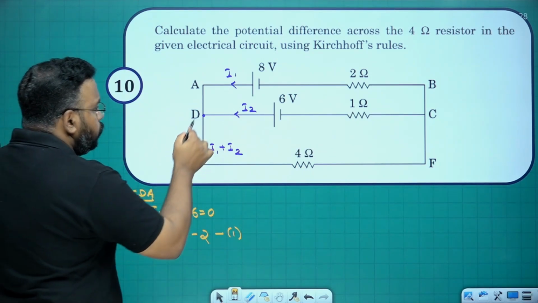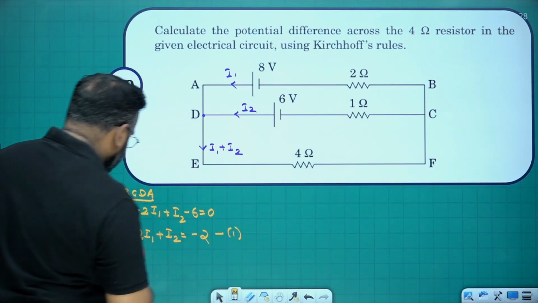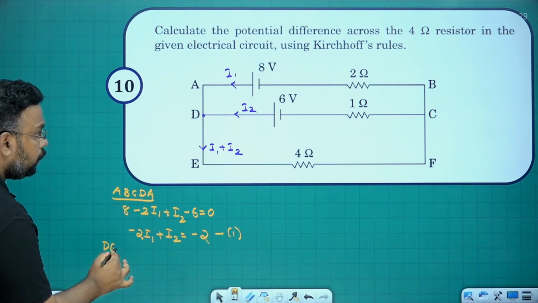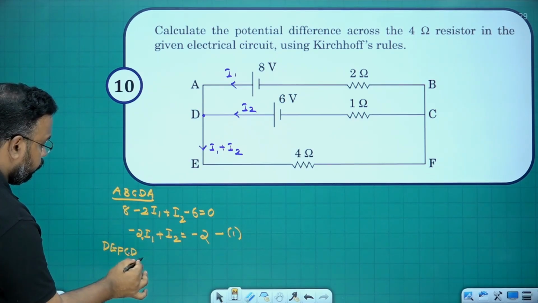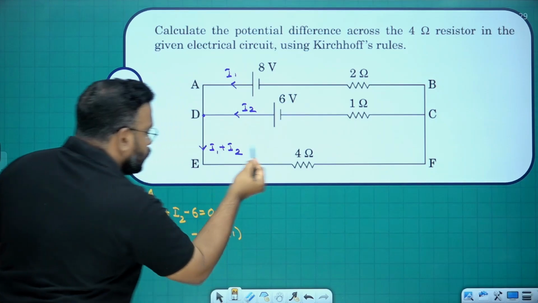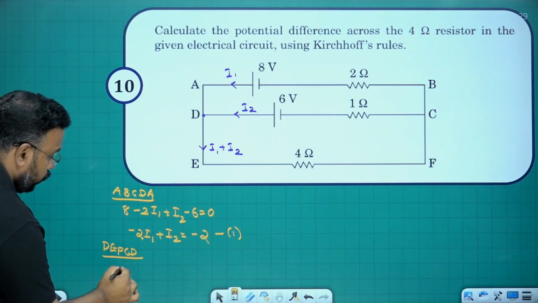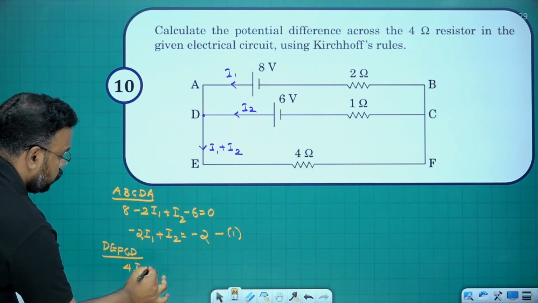Now we can take another loop. For example, I am taking this loop. The loop name is D, E, F, C, D. I am going this way. So first I can see I1 plus I2 into 4. So 4I1 plus 4I2.